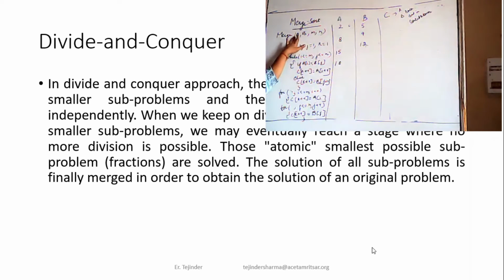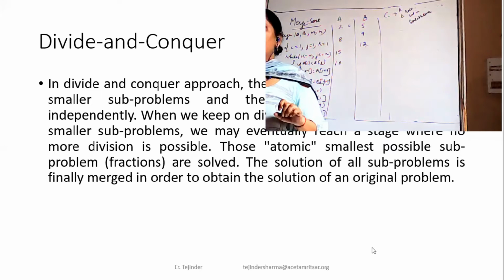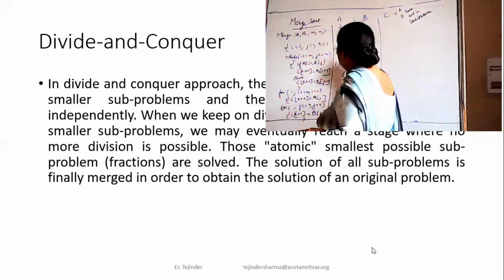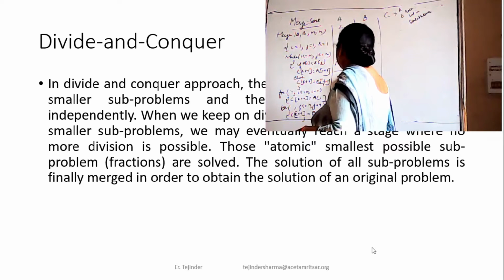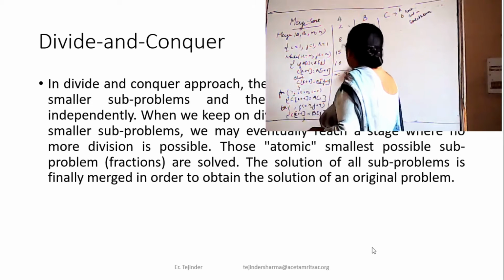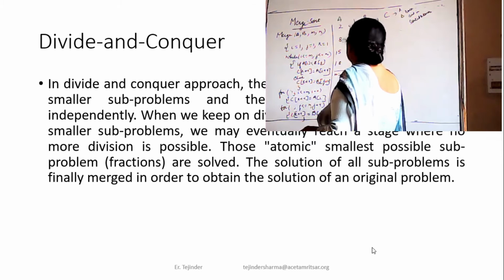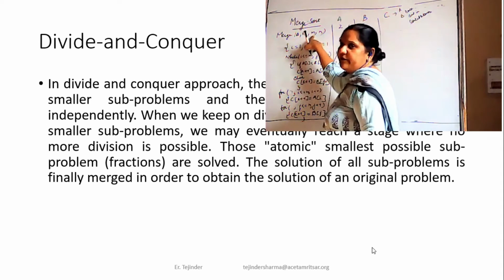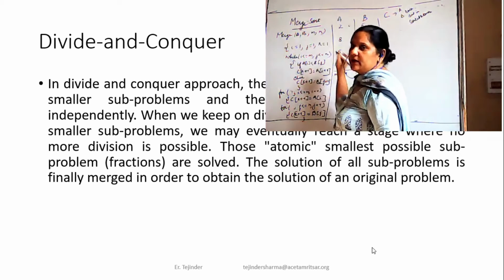Here A and B are arrays of length M and N respectively. If the length of array A is 4, that means M is equal to 4, right? And the length of array B is 3, so that means N is equal to 3.